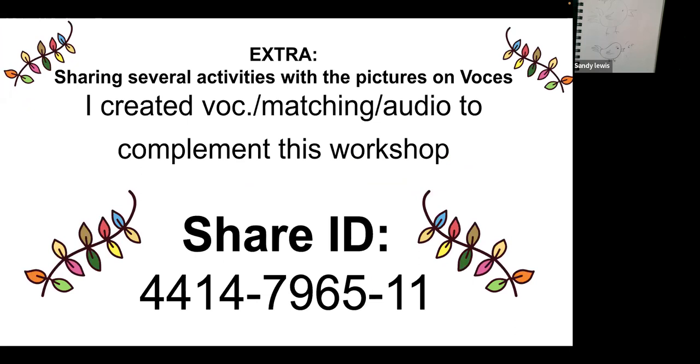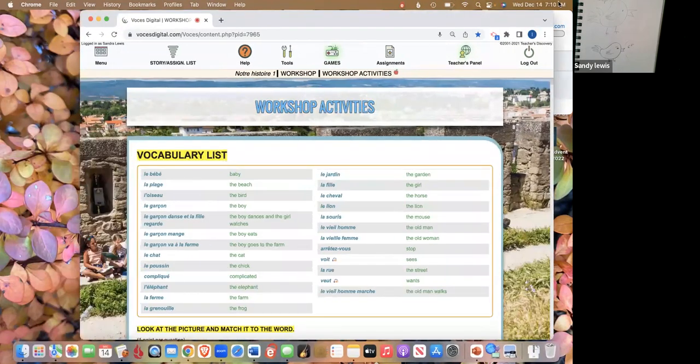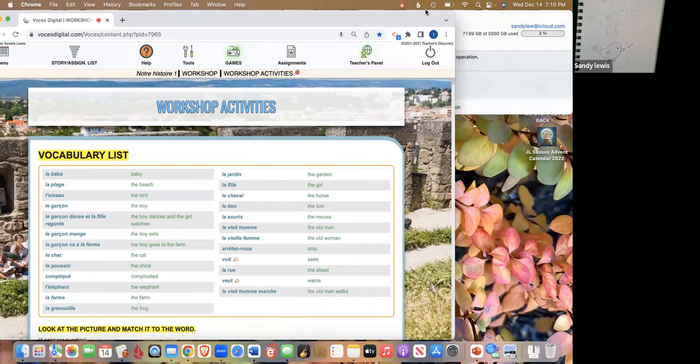Now, what I've done is, okay, I've got this story. I've played with it, but the goal is all roads lead to Voces. So I'd like to share with you the Voces activities I put into Voces, and I'm sharing the share code with you, so you can also change these words to whatever language you're using. I just happen to put them in French. So here are the workshop activities.